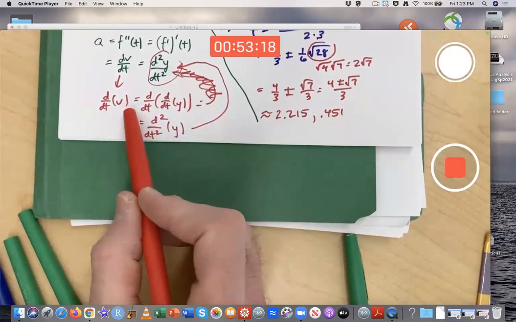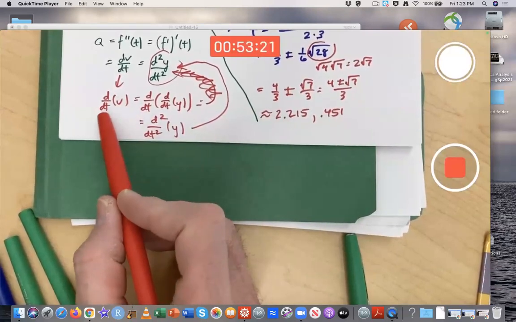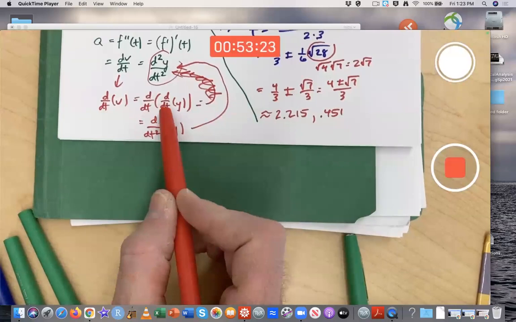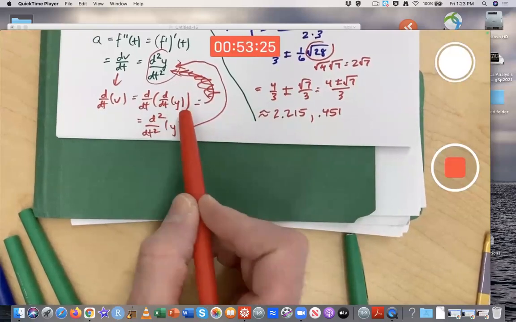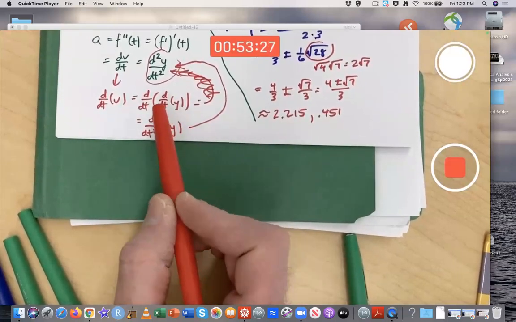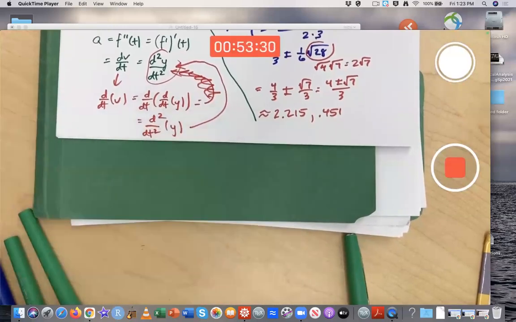d dt of v means find the derivative of v with respect to t. d dt of y means find the derivative of y with respect to t. I'm doing both things. First that derivative, then that one. It's like function composition. It's like f of g of x.